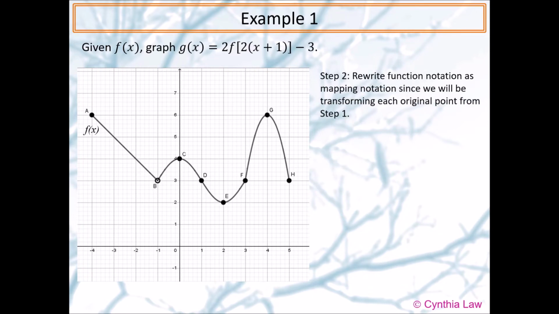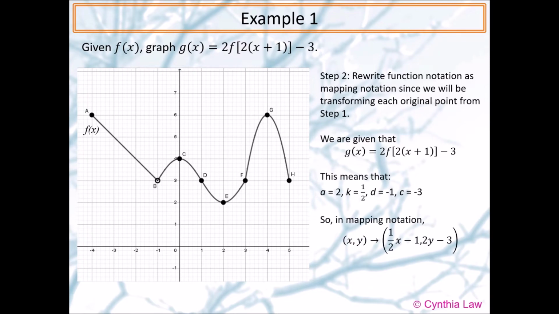Step 2, we're going to rewrite the function notation as mapping notation. So we're given that g(x) = 2f[2(x + 1)] - 3. This means that a, our vertical stretch, is 2, k, our horizontal compression, is 1/2, d is -1, which means there's a translation to the left. c is -3, so it means there's a translation down.